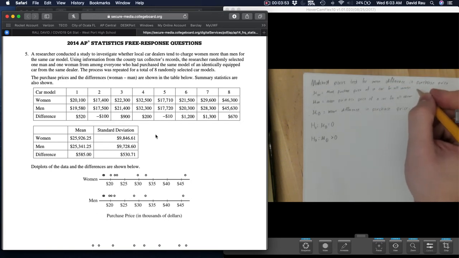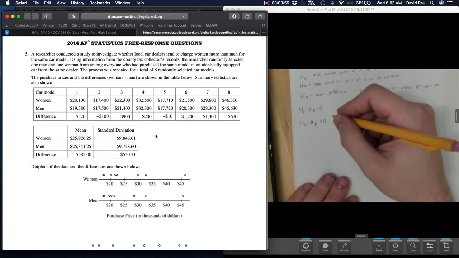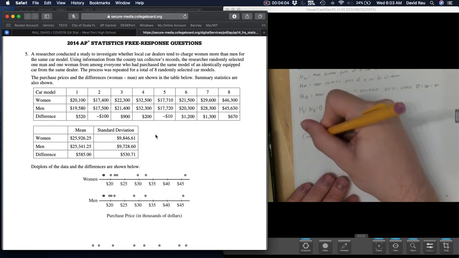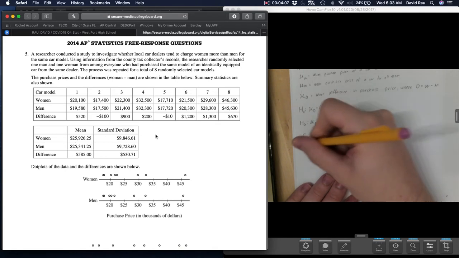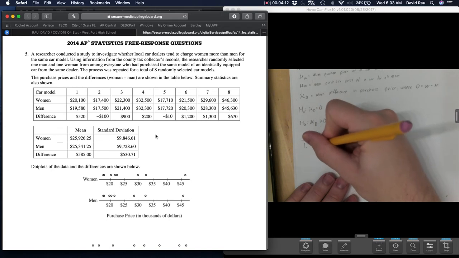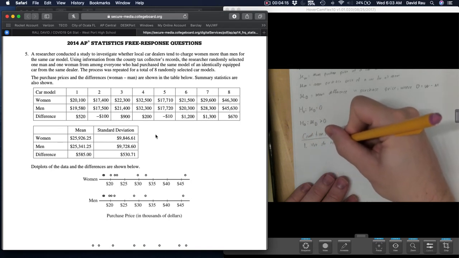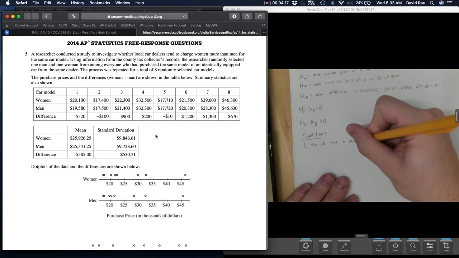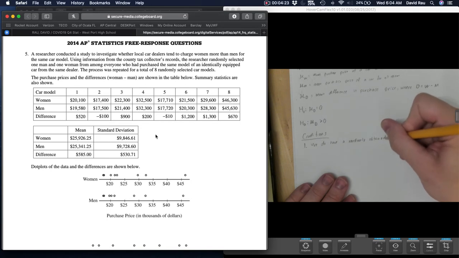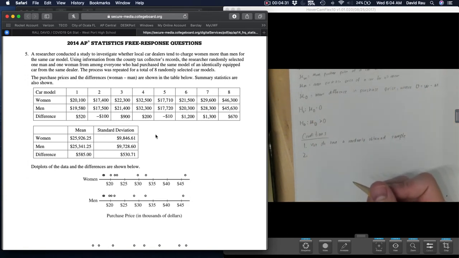So we name the test, we have our hypotheses. Let's check our conditions. So let's do conditions. 1, do we have a random sample? Randomly obtained sample. The other condition we want to check is the normality of the sample. We can definitely assume that there's independence there.